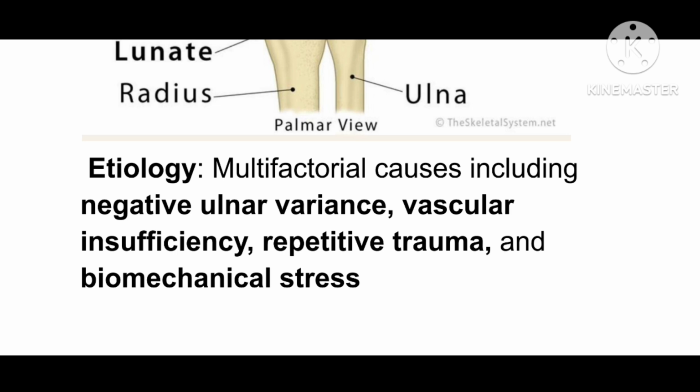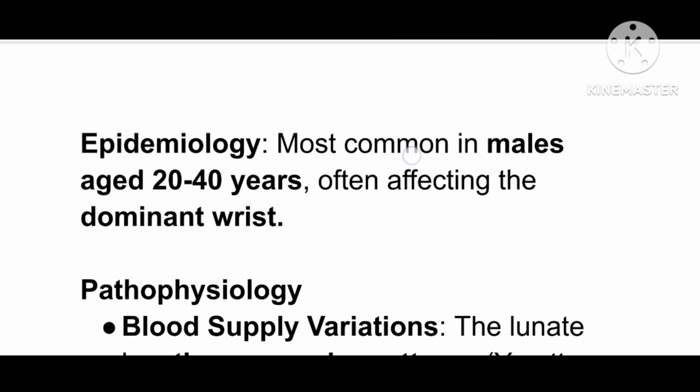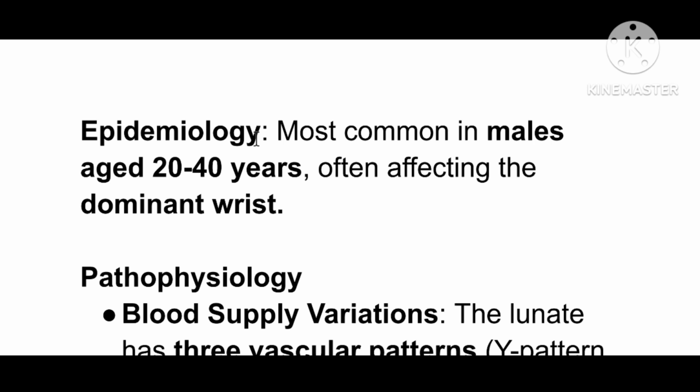Now, etiology. Multifactorial causes including negative ulnar variance, vascular insufficiency, repetitive trauma, and biomechanical stress. Epidemiology: most common in males aged 20 to 40 years, often affecting the dominant wrist.